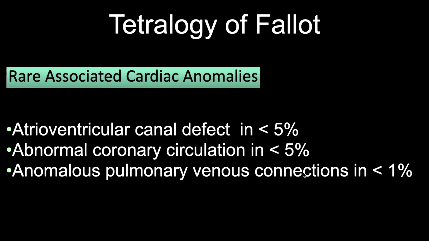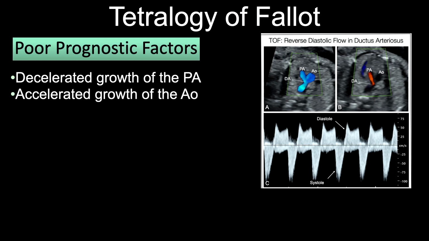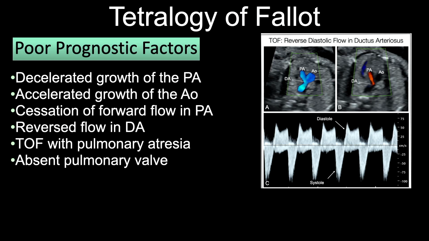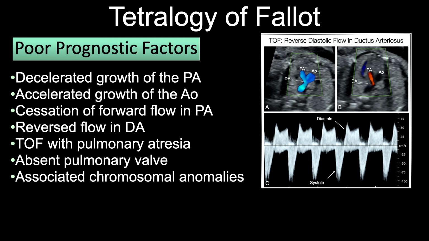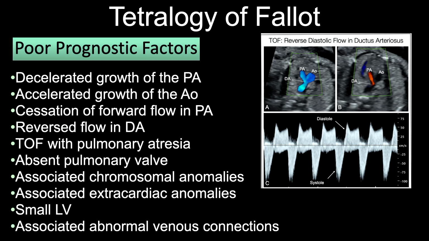Some of the poor prognostic factors in follow-up of those patients: deceleration in the size of the pulmonary artery, the aorta being larger, cessation of forward flow in the pulmonary artery on color Doppler, reverse flow in the ductus arteriosus, which you could see before you start seeing reverse flow in the pulmonary artery itself, tetralogy of Fallot with pulmonary atresia, absent pulmonary valve syndrome, associated chromosomal and extracardiac abnormalities, and a small left ventricle, and any venous abnormalities that could exist. So if you look at tetralogy of Fallot, it's actually a syndrome.